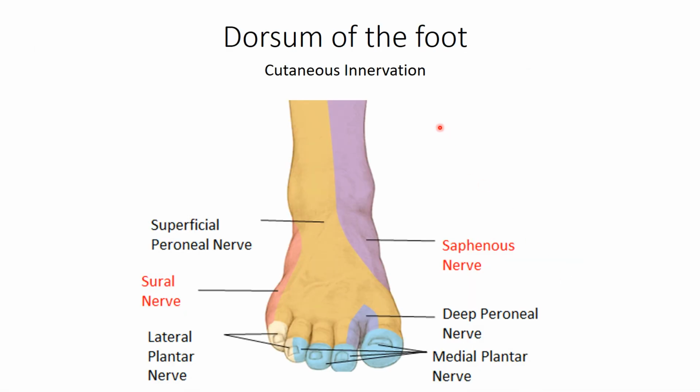Now about the dorsum of the foot. Now the cutaneous innervation of the dorsum of the foot, the cutaneous nerves which supply the skin. This medial portion is supplied by the saphenous nerve, which is the branch of the femoral nerve and travels with the great saphenous vein. Then the mid portion of the dorsum is mostly supplied by the superficial peroneal nerve. Only the first cleft is supplied by the cutaneous branches from the deep peroneal nerve, and the lateral border is supplied by the sural nerve.